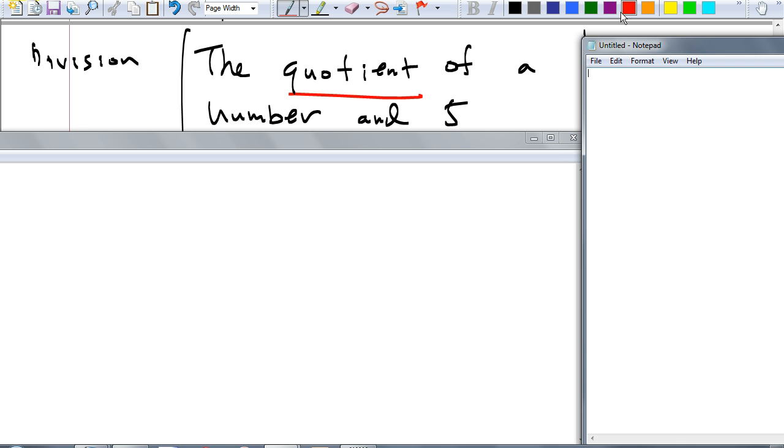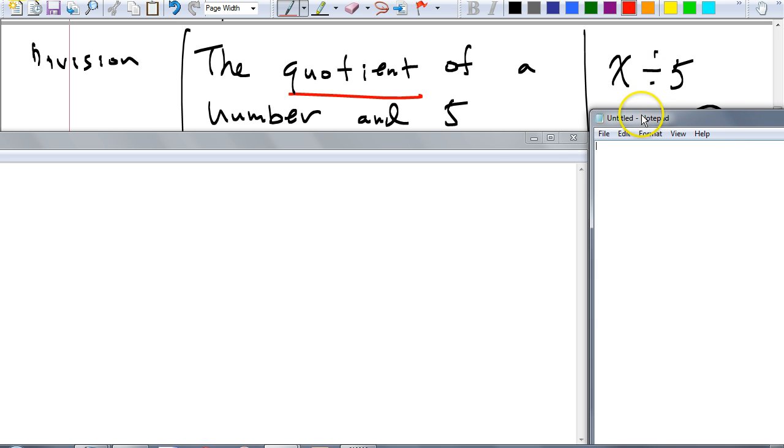Divided by. Okay, so look how it says quotient of a number and 5. What comes first, number or 5? X divided by. Yeah, so you want to change your answer now? What do you think? Oh, you said it right. Can you say it again? X divided by 5. You got it. X divided by 5. Does that make sense, guys?